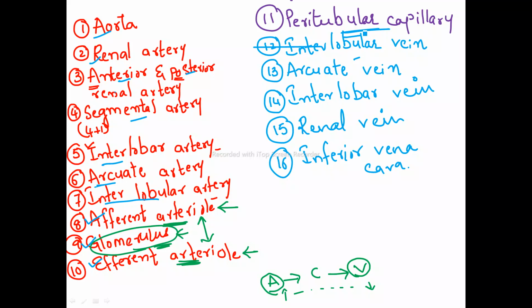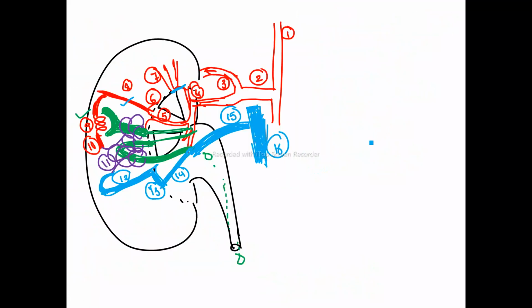Next, from here starts the venous system, that is, we have interlobular veins that move throughout the cortical area. Next, when these interlobular veins reach the boundary of cortex and medulla, they form arcuate vein, and then all the way throughout the medullary part will be interlobar vein, then renal vein, which will be moving towards the inferior vena cava. Okay, so this is all about the blood supply towards the kidney.